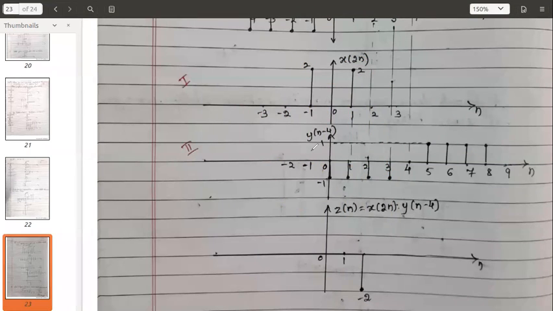Can you explain once again y of n minus 4? That's what I just now explained. Before, I did not see your chat box message. Okay.